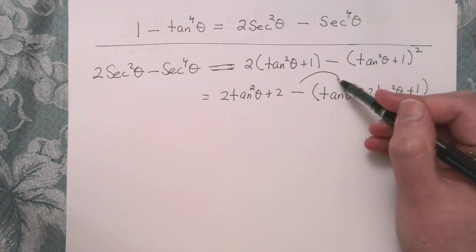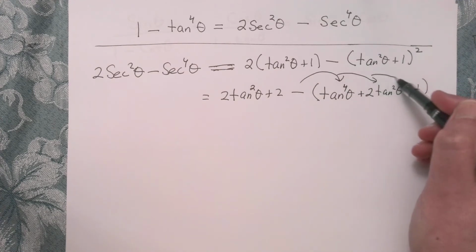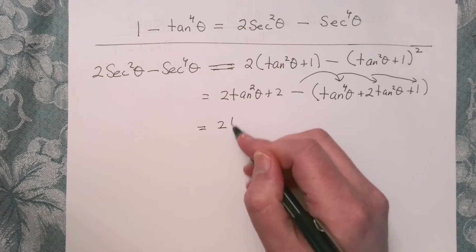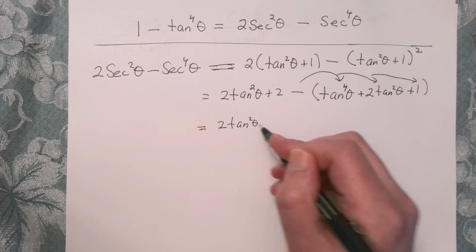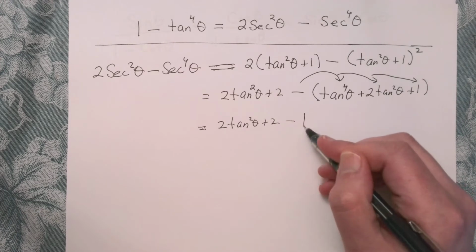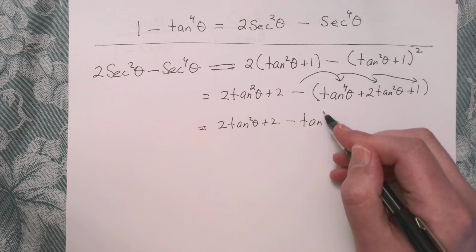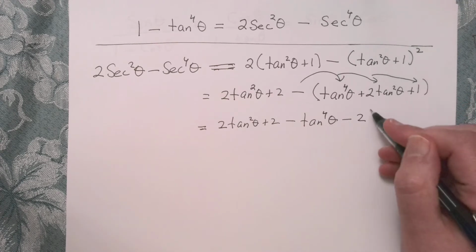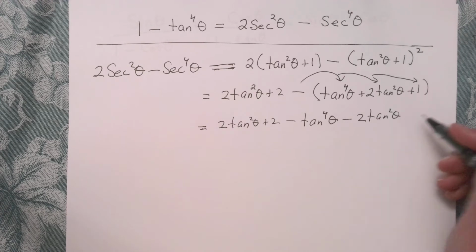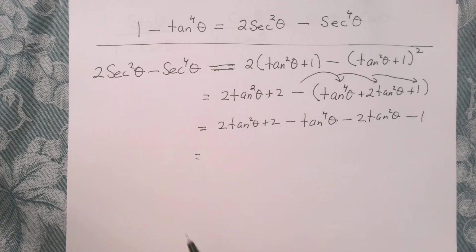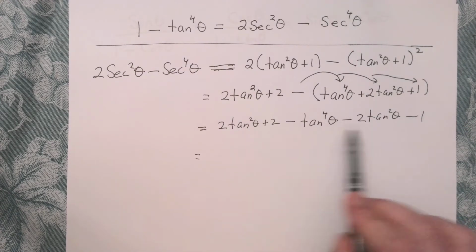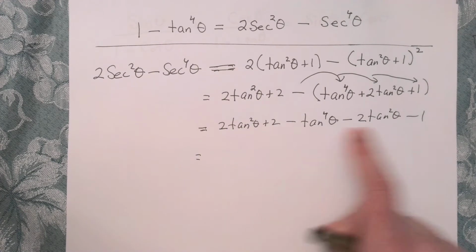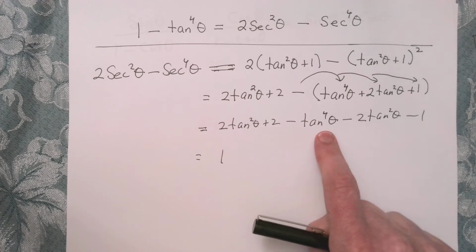Maybe we'll distribute. See what I mean by sense of adventure? Okay, let's see what happens when we distribute. Fingers crossed. So this is tangent to the 4th of theta, and it's minus, so that seems promising. Minus 2 tangent squared of theta minus 1. And so these will cancel, right? They're additive inverses, so that seems pretty nice. Let's see here. 2 minus 1 is 1, and I've got this left over.